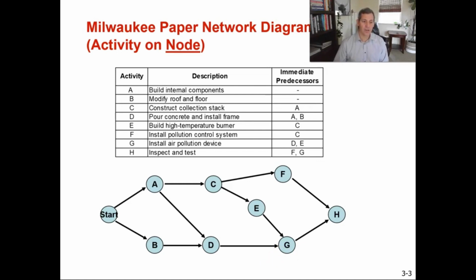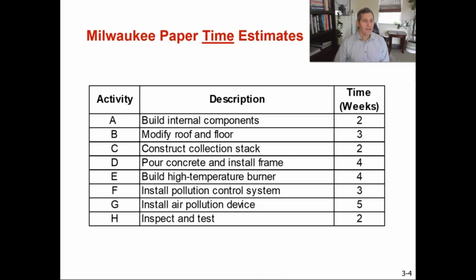So this is what your AON network diagram looks like for Milwaukee Paper after you've gone step by step determining the immediate predecessors. Okay, now here are the time estimates. And again, these are all given to you. So activity A is going to take 2 weeks. Activity B is going to take 3 weeks. Activity C is going to take 2 weeks. And it goes down the list. So you've got your 8 activities and your time estimates for every single one. And because this is the CPM method, these are fixed times. They do not vary.